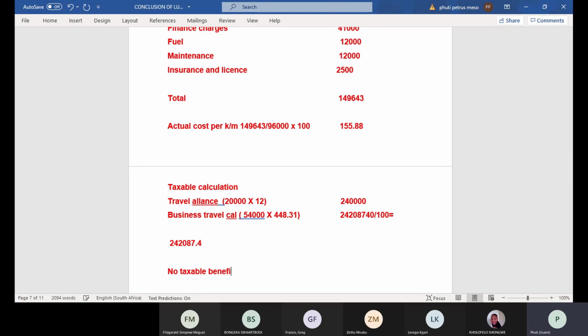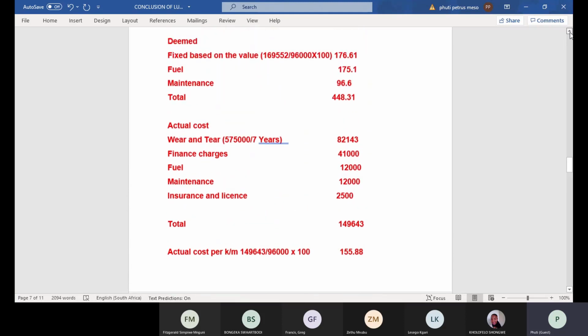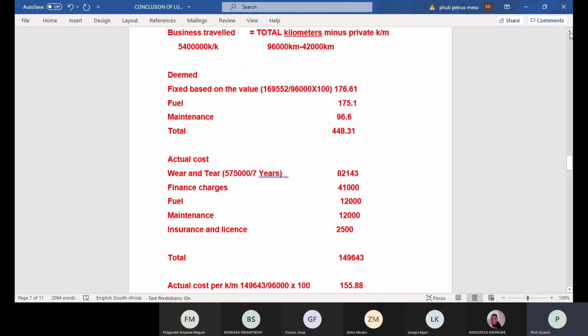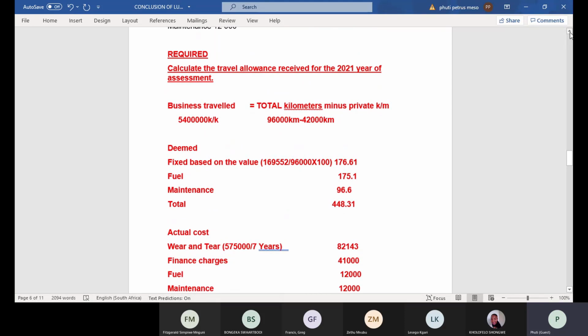Well, I'm going to have to relook at this because I think there's something that we're not doing right with regards to the deemed cost, because I feel like we haven't converted that into cents, but that's fine. We'll deal with it. It's not that much of a big deal.